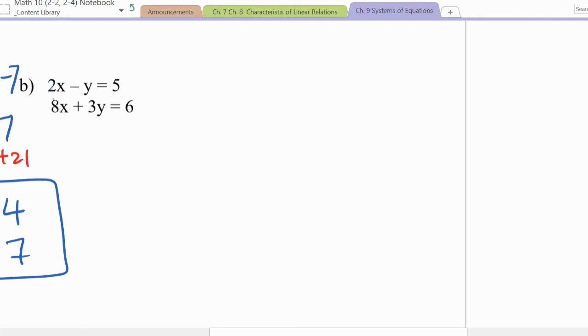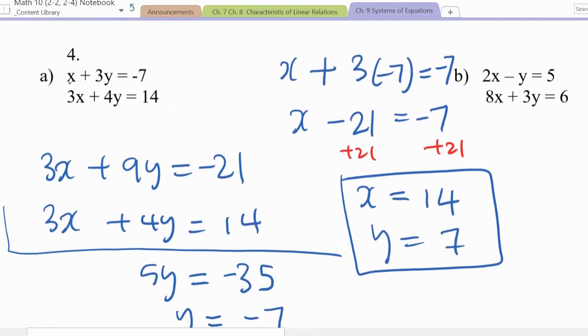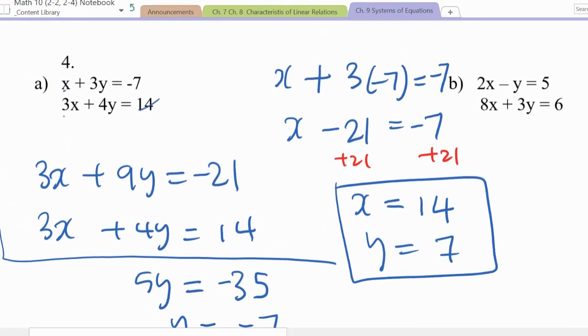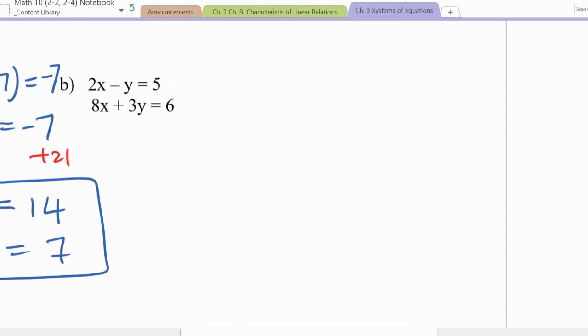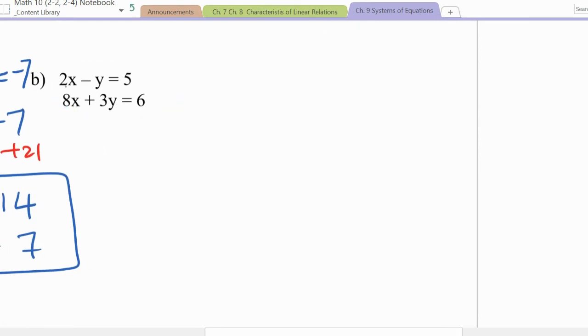If you want to remove x, we have to match the coefficient. If you want to remove x, you can just simply multiply 4. If you want to remove y, then you have to multiply 3 because we have to match the coefficient. Since we removed x here, so we're going to remove y this time. Okay, so let's multiply 3.